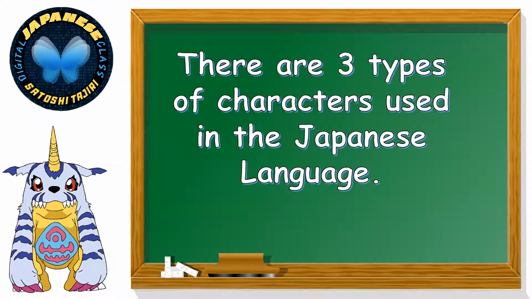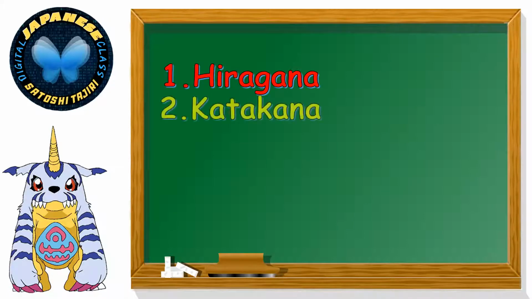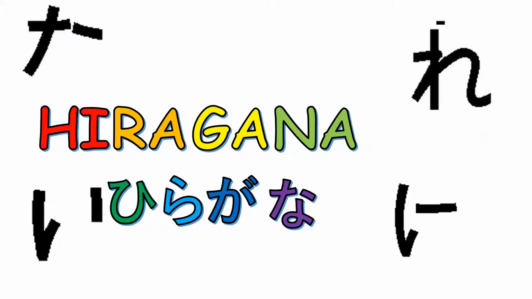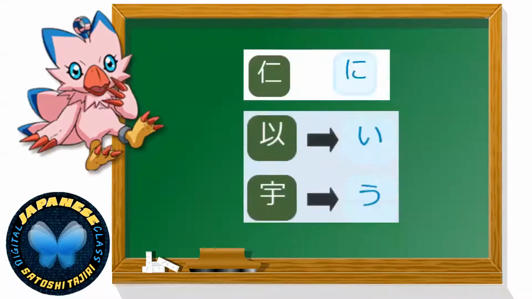There are three types of characters used in the Japanese language. What are those? First we have the hiragana, katakana, and kanji. Let's go first with the hiragana. Where do we use the hiragana? Hiragana was created from kanji, like these hiragana are simplified forms of kanji. So they came from China first, and then it was used by Japanese, but in a more simplified form.